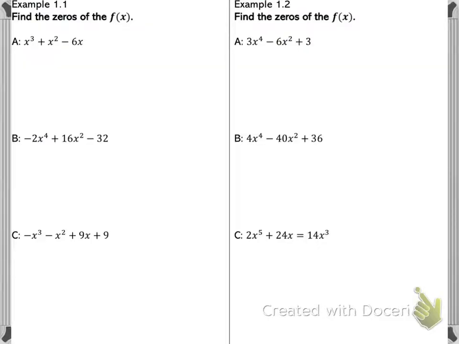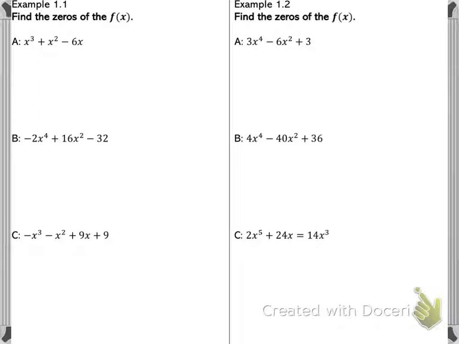So continuing on with this idea, we have example 1.1 and 1.2. And I'm actually going to do all of these because it's just such good practice, especially since we just went over that factoring section, and reviewing that is very important considering that the factoring is just going to keep occurring again and again and again.